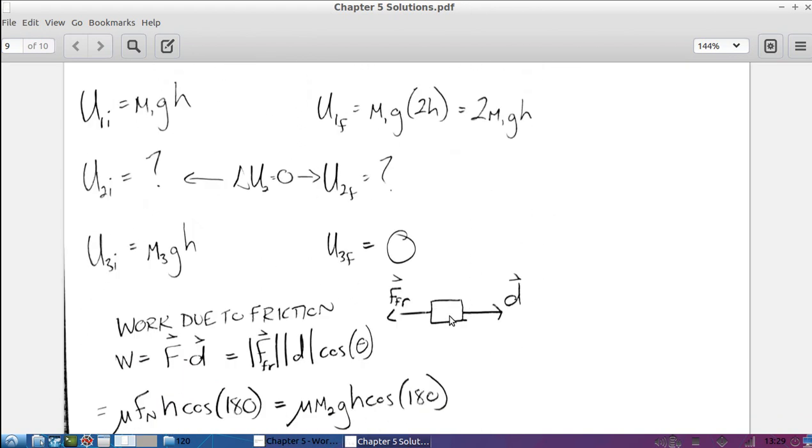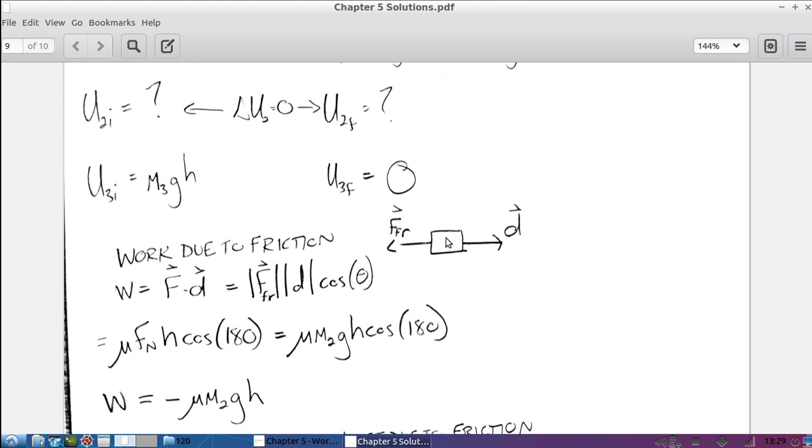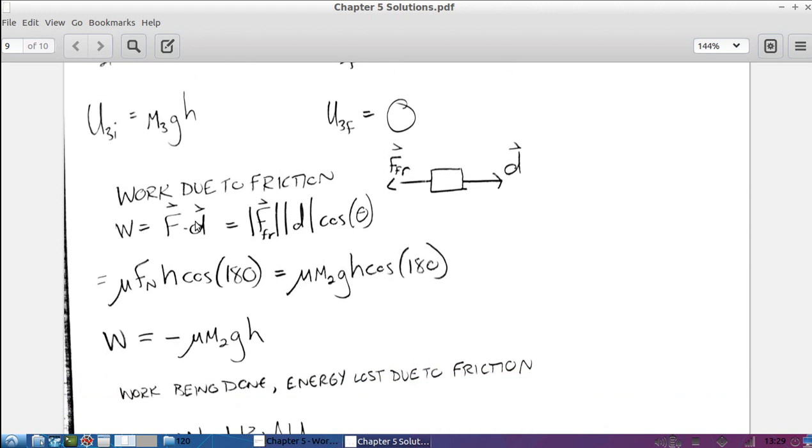So here's a free body diagram for M2. It's got the frictional force in the negative x. I drew the displacement vector to show you that it's moving in the opposite direction. So use my definition of work. I've got the frictional force times the displacement, I'll replace that with h, times the cosine of the angle between the vectors. The angle between these vectors is 180. Cosine of 180 is -1.